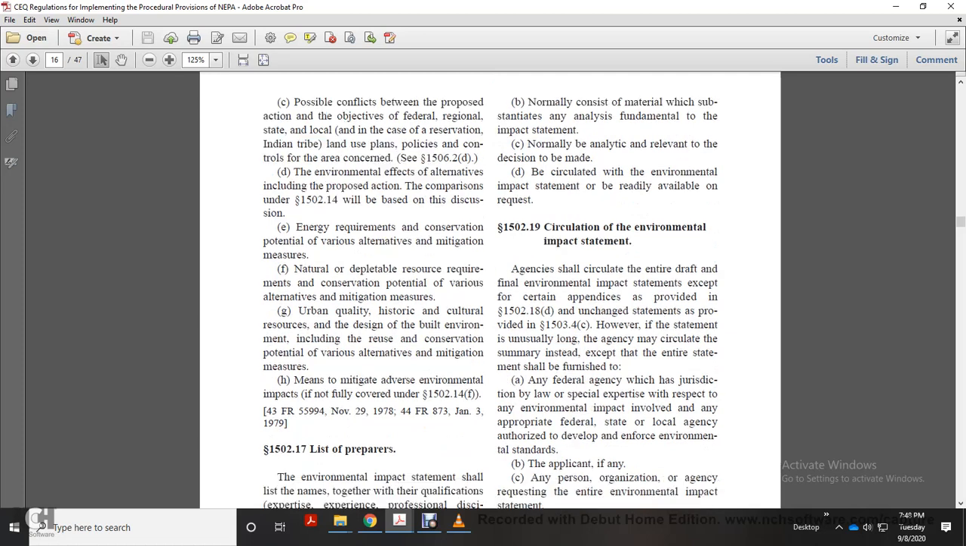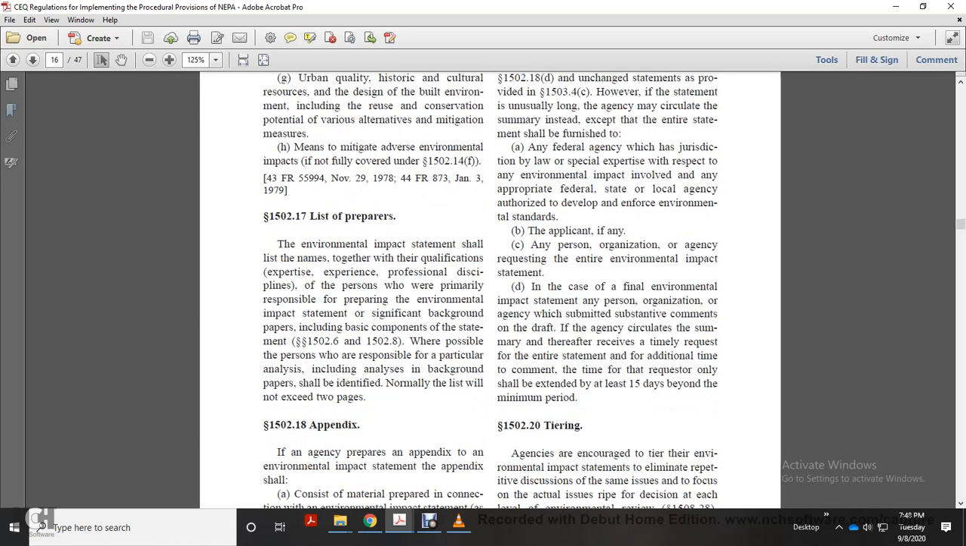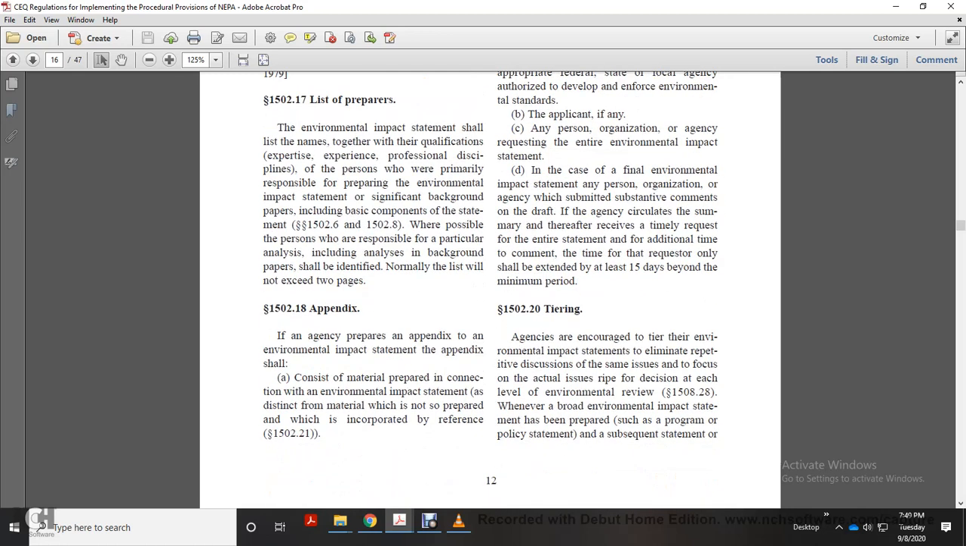Then you have 1502.17, list of preparers. The environmental impact statement shall list the names, together with the qualifications, expertise, experience, and professional disciplines, of the persons who were primarily responsible for preparing the environmental impact statement. Significant background papers shall include the basic components of the statement, 1502.6 through 1502.8. The persons responsible for a particular analysis, including analyses in background papers, shall be identified. Normally the list will not exceed two pages.